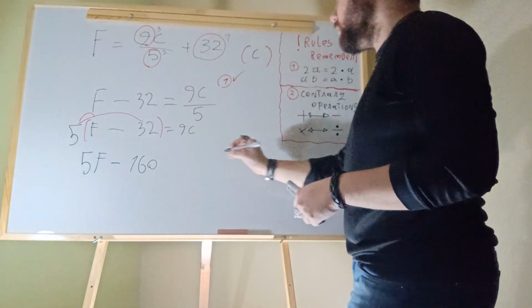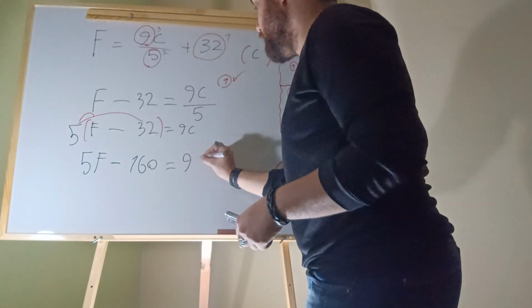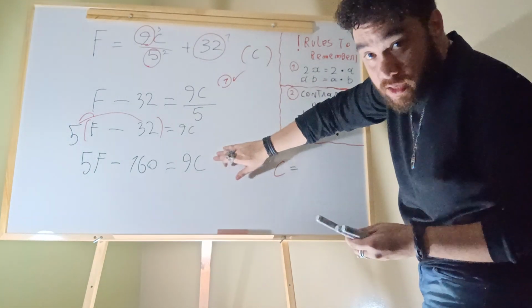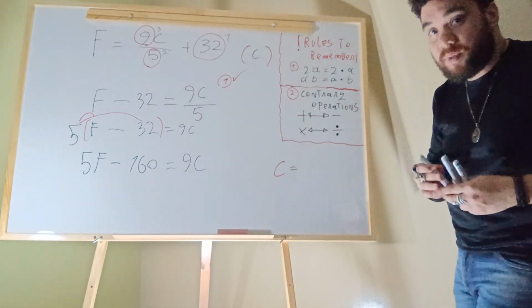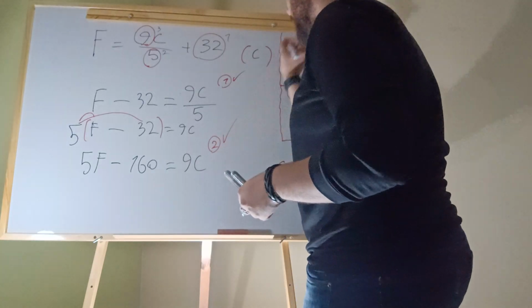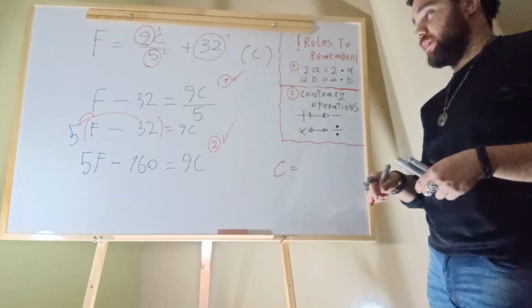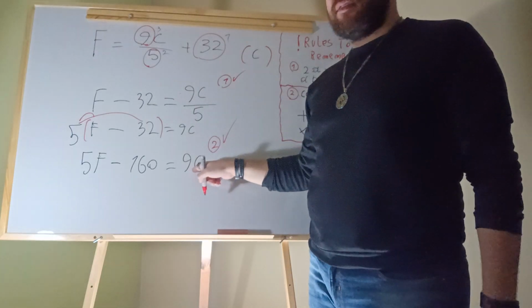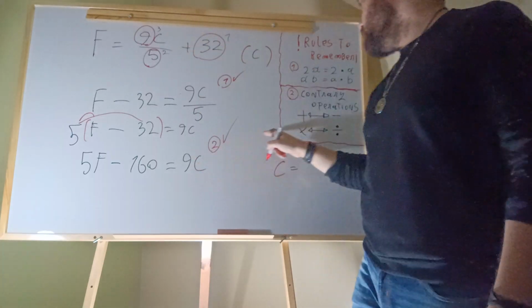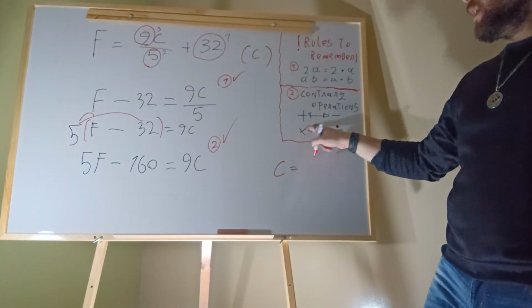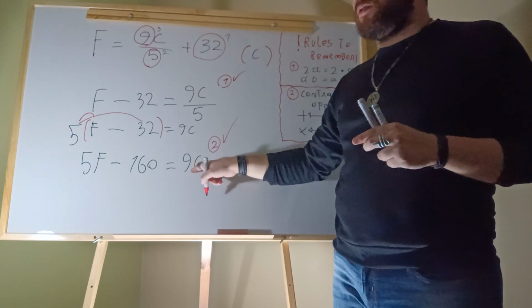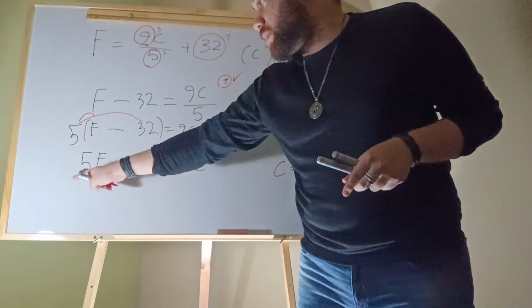Good. Equals 9c. Perfect. When we reach this answer right here, this will be the second step completed. Perfect. Well done. Now, the last thing that we gotta do is the 9. Third step, remember? The 9 is multiplying, so it's going to go to a division and the same thing will happen that happened with the 5. The 9 is going to divide everything that is on this side.